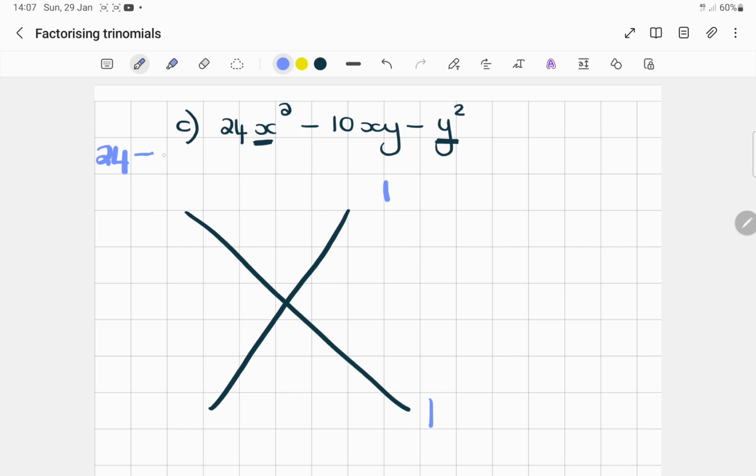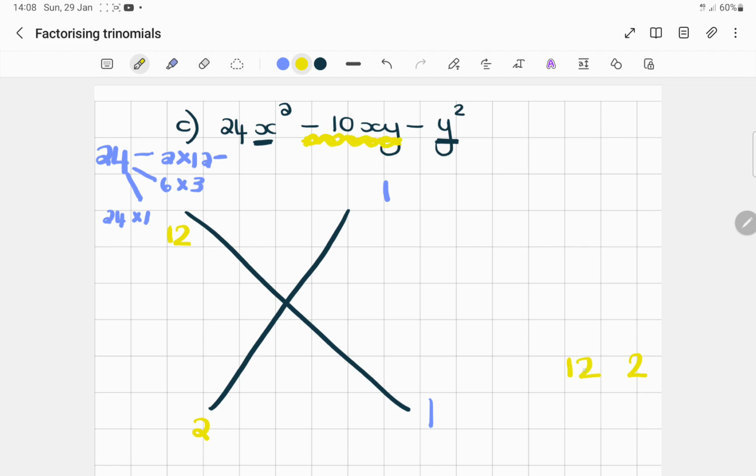But 24 has got a few factors: 2 times 12, 6 times 3, and 24 times 1. I'm going to try the 12 and the 2, because I can easily see that 12 times 1 is 12 and 2 times 1 is 2. Is there somehow that I get from 12 and 2 to negative 10xy, that middle term?